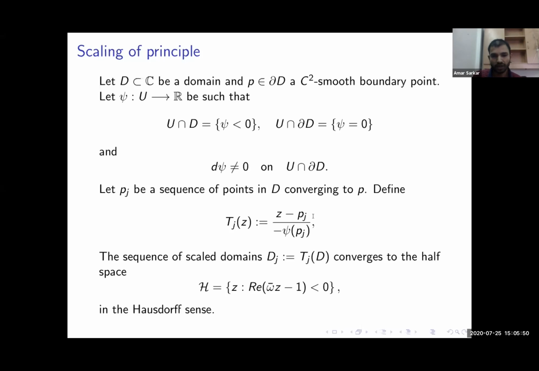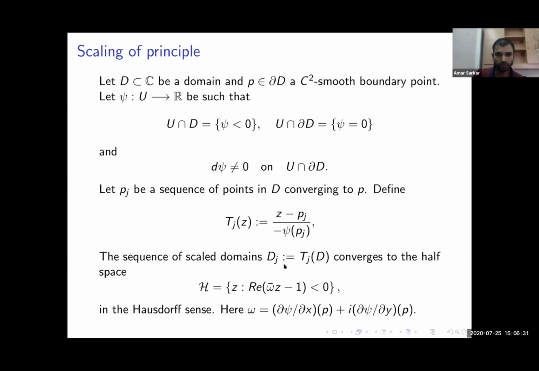Now, if you see the image of the domain D with respect to the affine maps pj, it will give a sequence of domains. We are going to call these scale domains, and we can show that these scale domains obtained in such a way converge to the Hopf space in the Hausdorff sense. I'm not going to say what I mean by the Hausdorff sense here, but let's note that this sequence of domains will converge to the Hopf space in the Hausdorff sense. So this is going to help us transform the problem of the boundary into an interior problem.